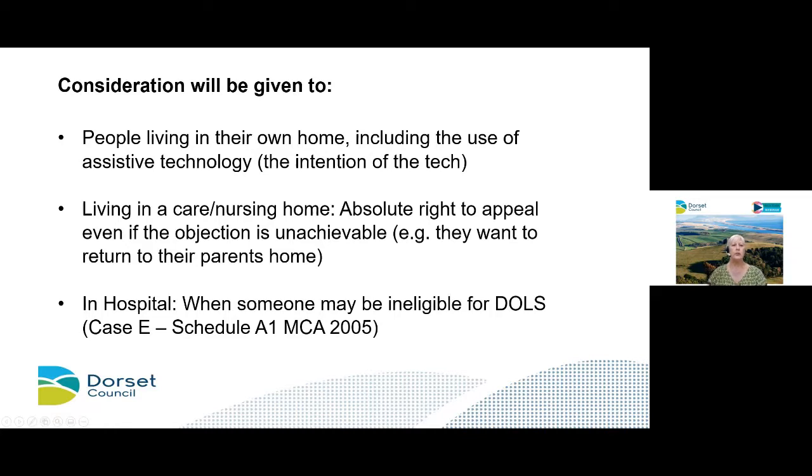We're going to be looking across the board, so people living in their own home, including things like use of technology, people living in nursing homes and care homes, and their right to appeal against being placed there. And looking at whether the objection is reasonable or whether it's unachievable, and then what we do if we identify that the thing the person is asking for isn't achievable. We're also going to be looking at hospital cases and when somebody may not be eligible for DoLS, although we won't go into that in any detail today, because we're mostly looking at objection in care homes and people's own homes. Next slide, please.